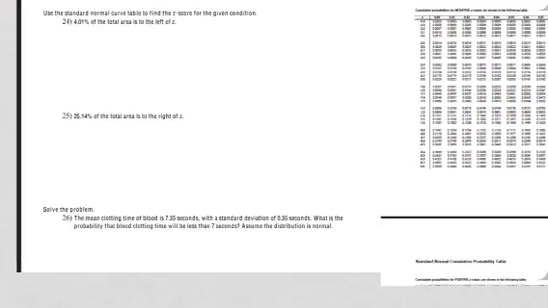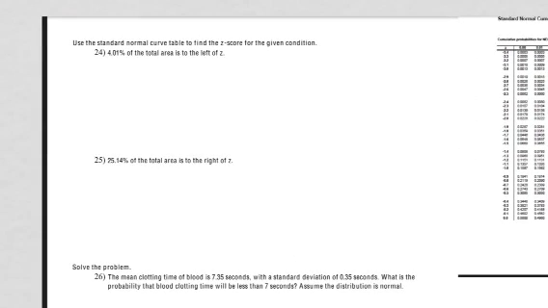ask you to do it the other way around. So use the standard normal curve table to find the z-score for the given condition. A graph might help understand this. They're saying that 4.01% of the total area is to the left of the z-value. So now what's happening here is that they are giving you the probability, and they are asking you to find the z-score.